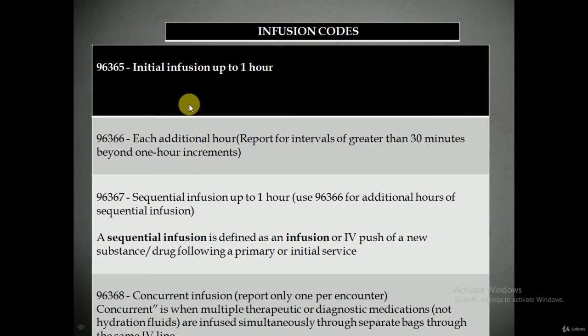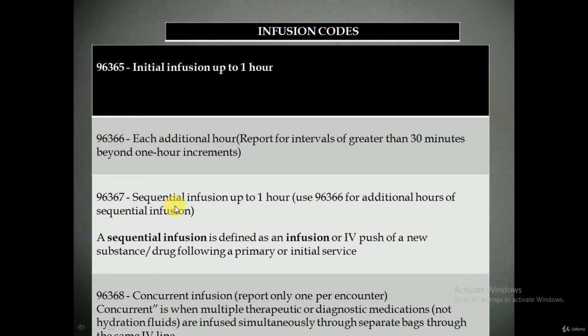Next, if again the drug A is running continuously for additional hours. From 9 to 10 the drug A is running, right? So again from 10 to 11 it is running. For those additional hours we have to code 96366, and the minimum time is greater than 30 minutes. Only for greater than 30 minutes do we code 96366. When we do live charts, you will understand better. So this is the initial infusion. If the initial service is running for additional hours, we have to code 96366.